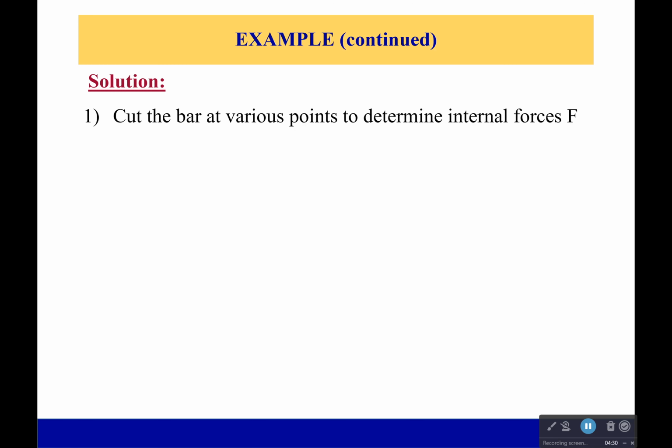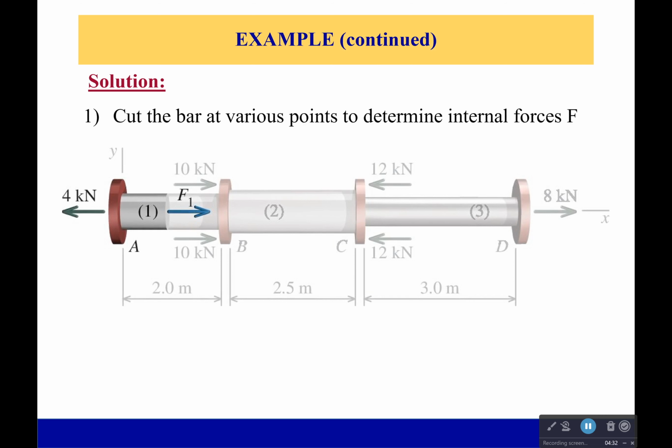So what we need to do is cut the bar at various points. We're also going to make sure that it's as far away from these point loads as we can. So cut the bar through 1, and then everything else ceases to exist. It's grayed out because it no longer exists. Just don't worry about it. It's not there anymore.